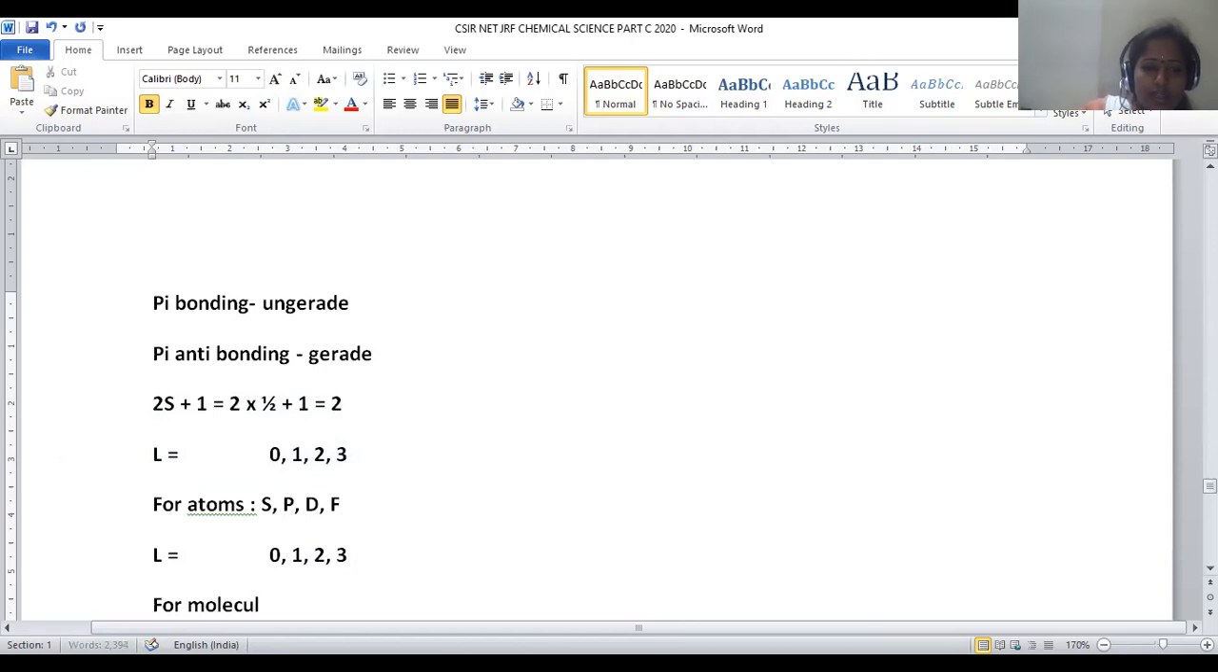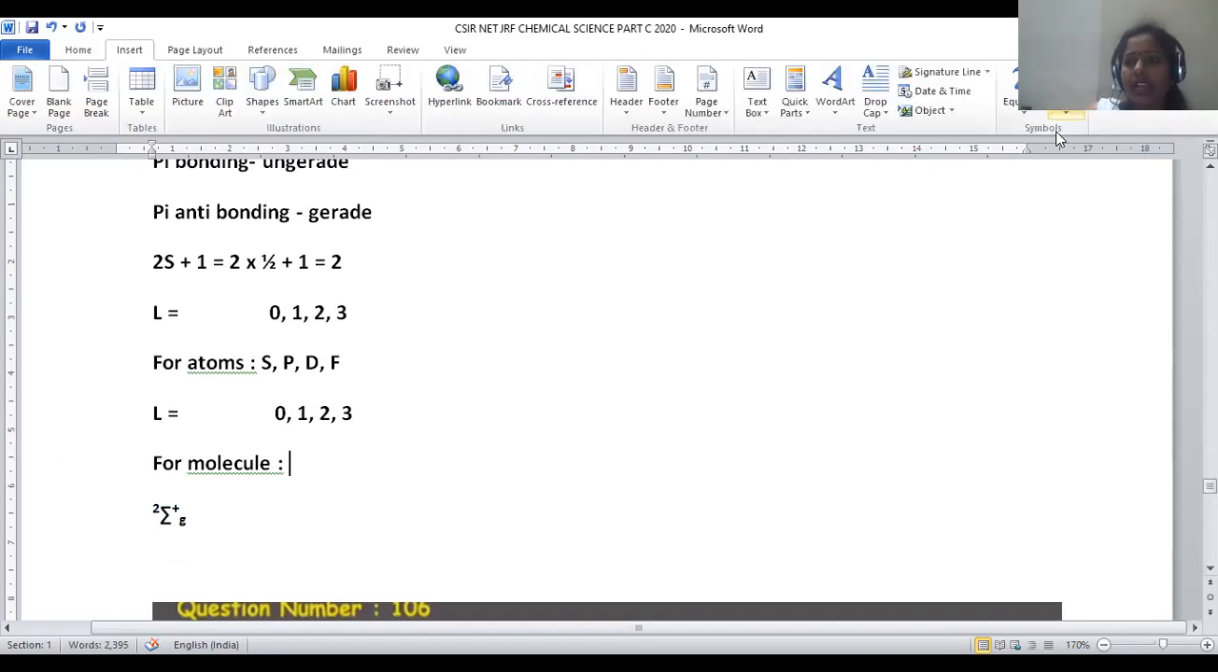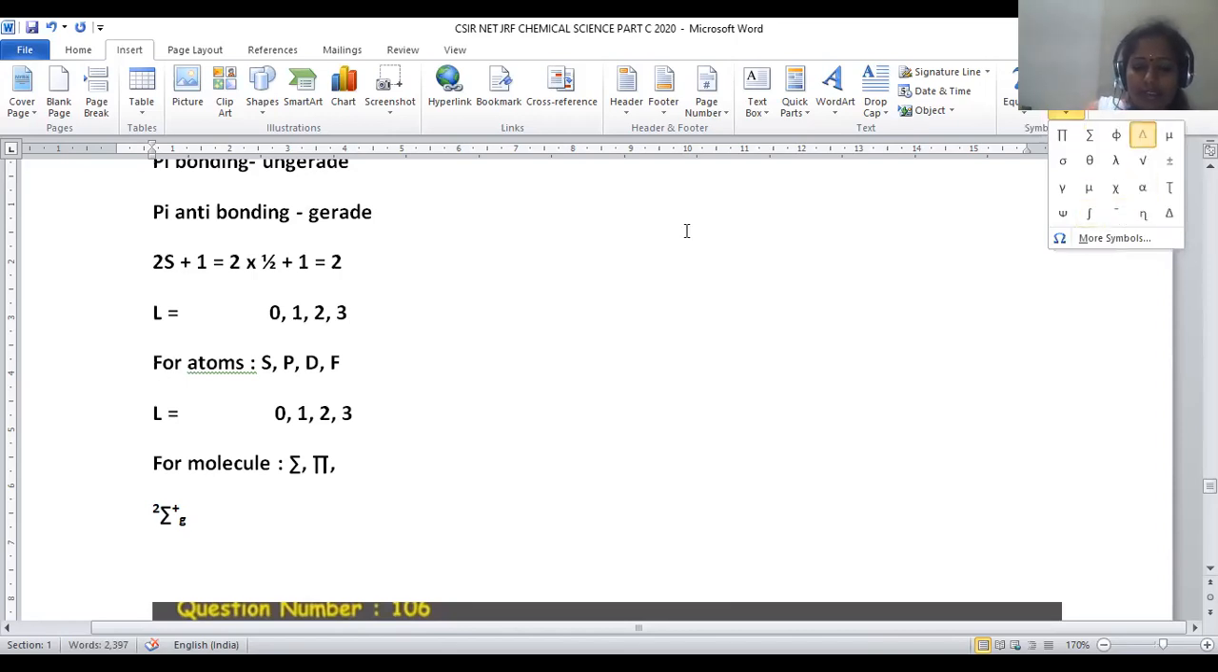For a molecule, the term symbol is denoted as sigma, with L equal to 0. L equal to 0 is given with the sigma orbital. If L is equal to 1, the orbital is denoted as pi. If L is equal to 2, that is denoted as delta. If L is equal to 3, for a molecule, it is denoted as phi. This is about the representation of the term symbol for a molecule.